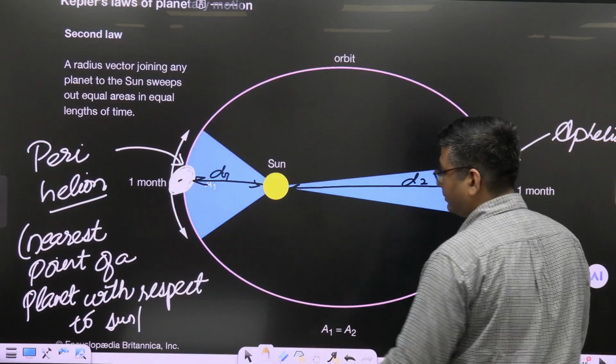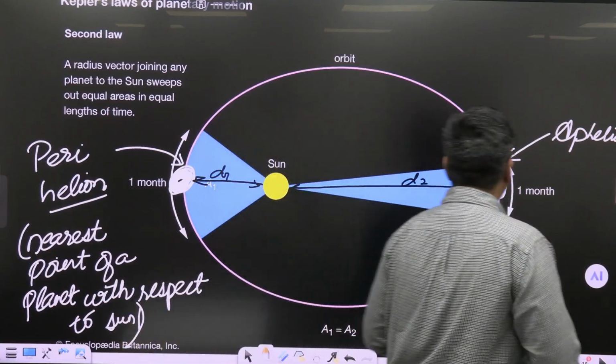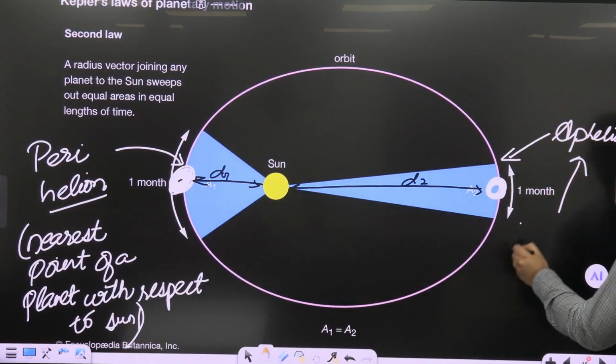Okay, and this is going to be the furthest point.